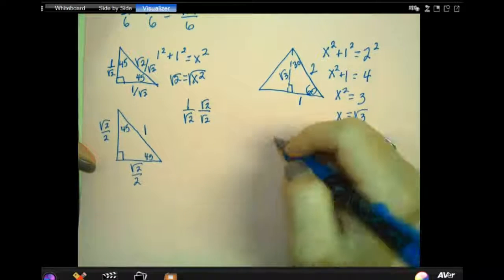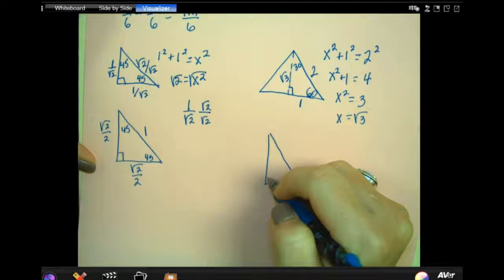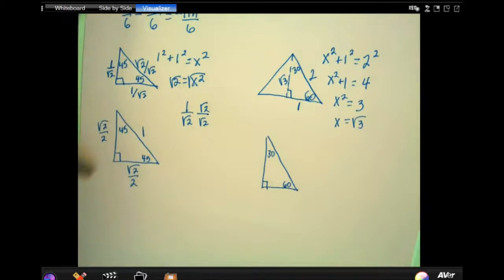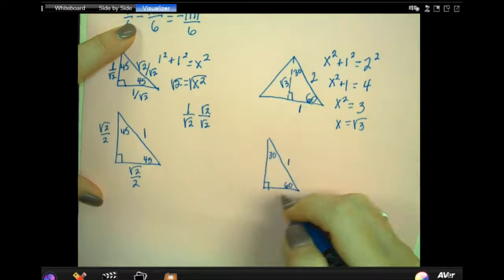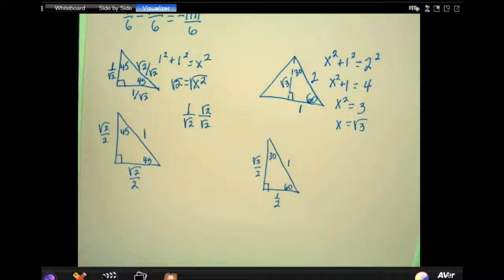So if I look at the 30, 60, 90 triangle, it's going to be the same idea. I want my hypotenuse to be 1. So what do I divide by this time? 2. So if I divide all the sides by 2, I get 1, 1/2, and the square root of 3 over 2. So does everybody see these?